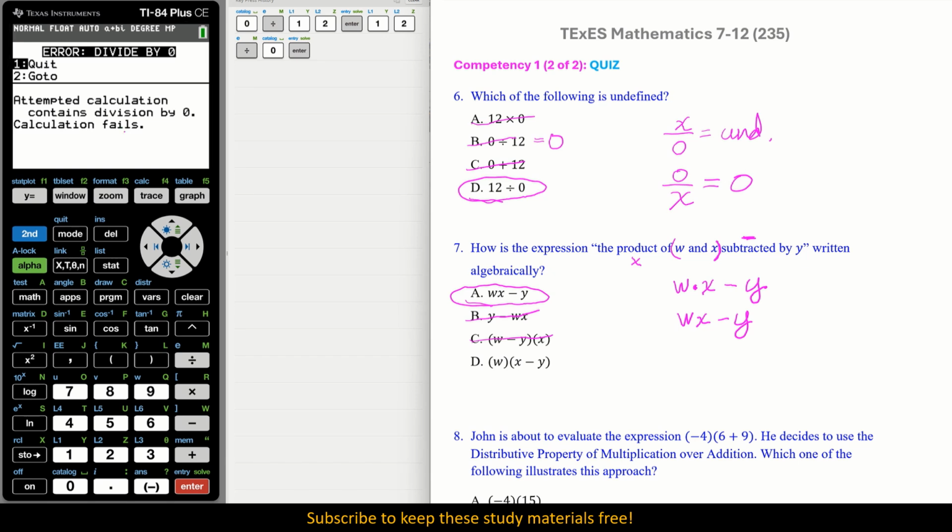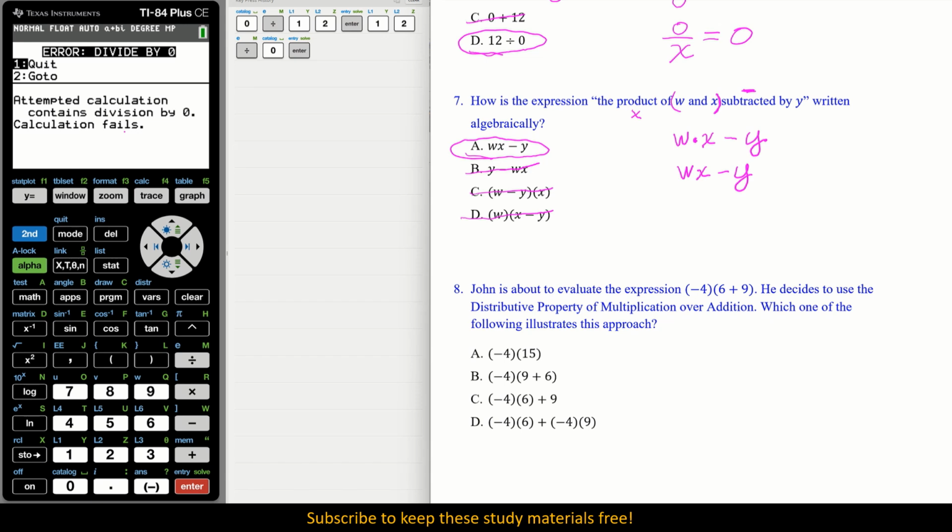And then D, here they have x subtracted by y. Well, that doesn't make sense because what D is saying is w times, okay, w times x minus y. The English is not the same, so D does not work. All right, number 8.